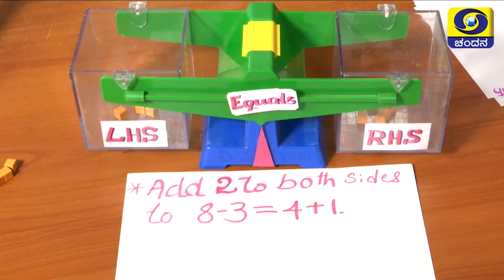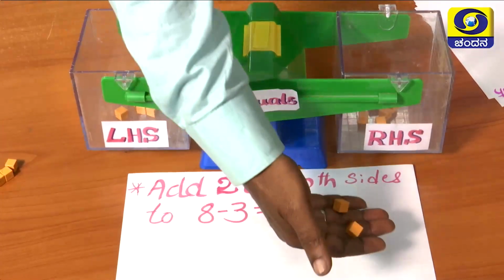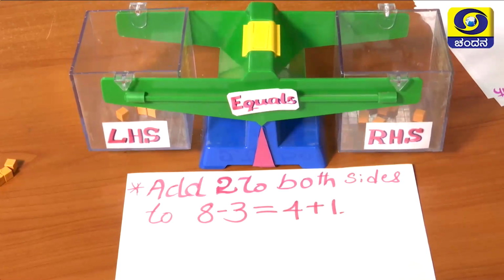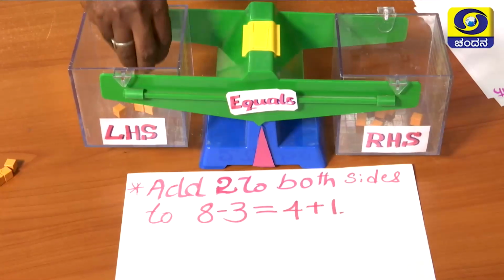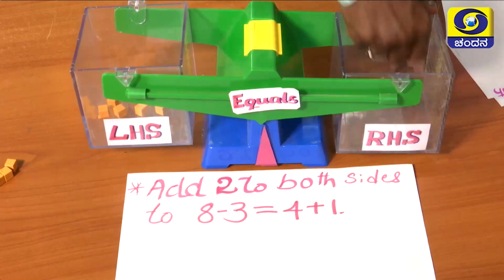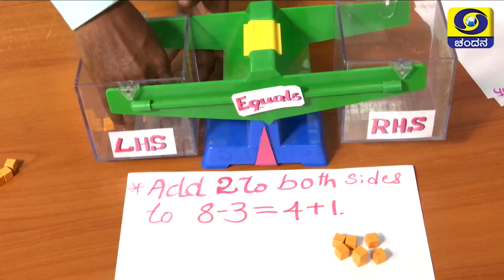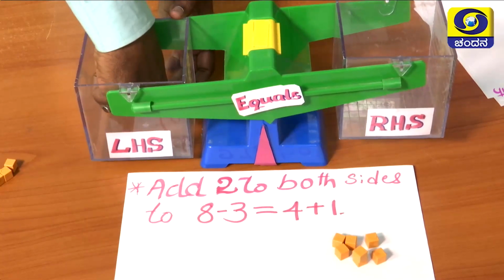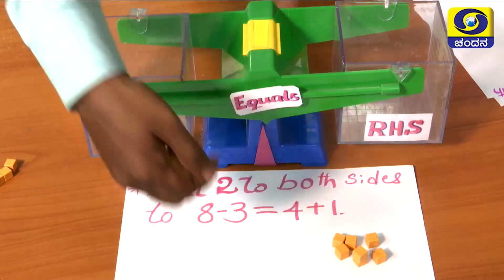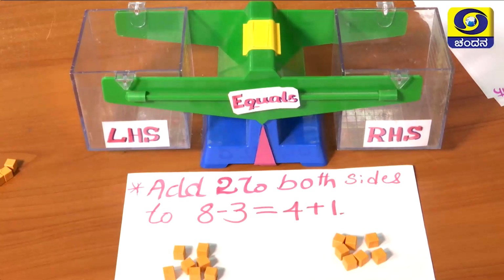What have we done? Add 2 on both sides. We put 2 on the right side and also 2 on the left side. What happens? In RHS there are 7 cubes and in LHS also 7 cubes. Therefore, there is no change when we add 2 on both sides of the given equation.